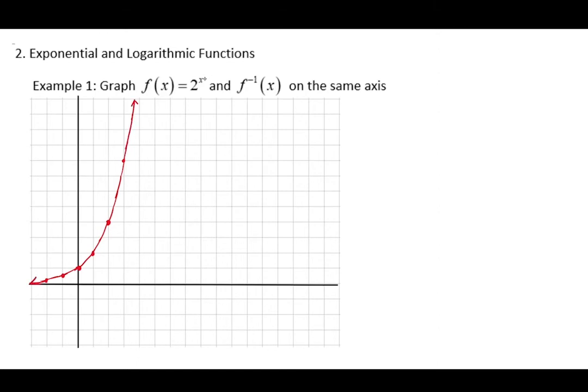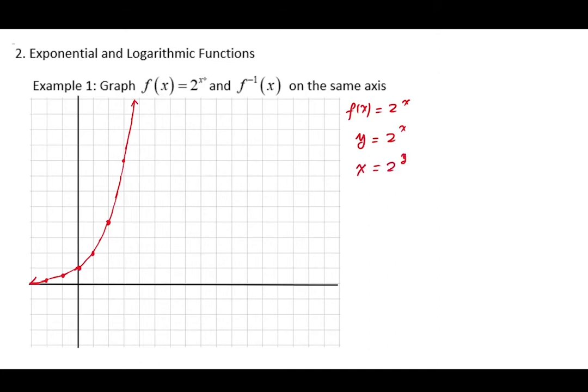Okay, now how can we sketch its inverse? Let's just say inverse function, hopefully you remember, f of x is equal to 2 to the x, which you write as y is equal to 2 to the x. Then we switch x and y like this.